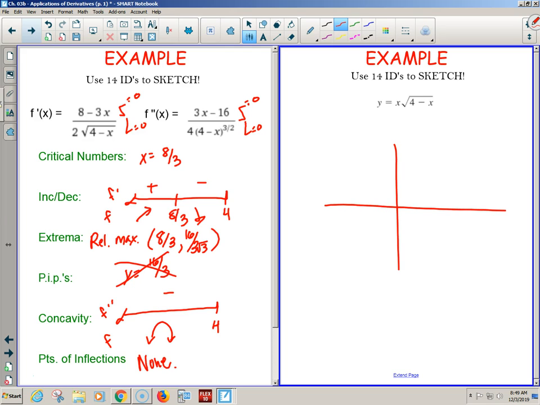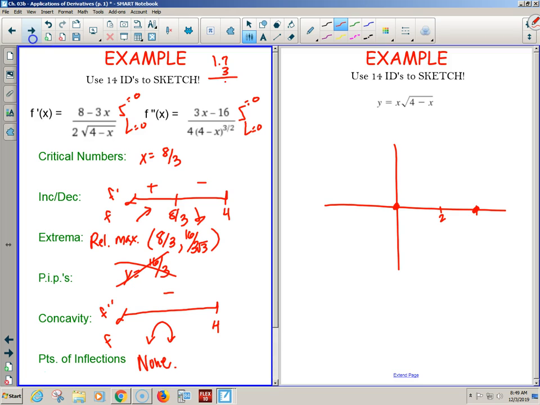I have some points. Yay! 0, 0. 4, 0. 8/3, which is 2-ish and a little bit more. 16 over square root of 3 is 1.72. 1.7-ish times 3 is 1 carry the 2, 5.1. What's 16 divided by 5-ish? 3-ish.